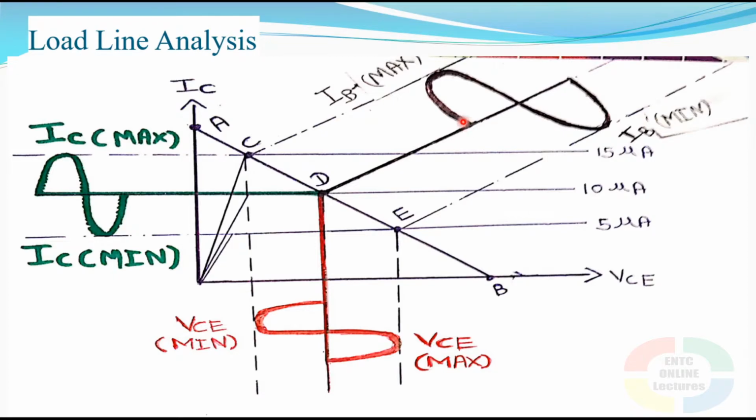As we increase the voltage, the IB current increases, up to IB maximum. When we reach IB maximum, the IC current is also maximum. At that time, VCE is minimum and the point is shifted from D to point C.